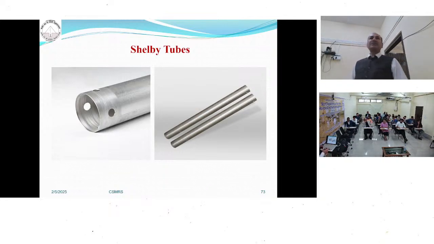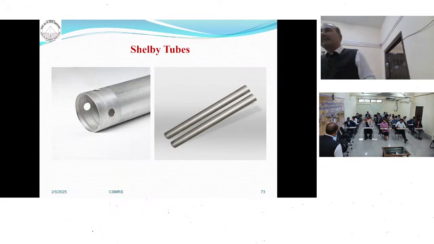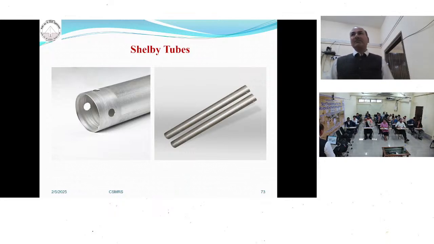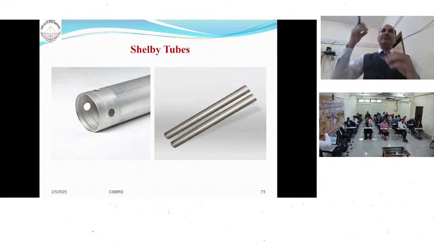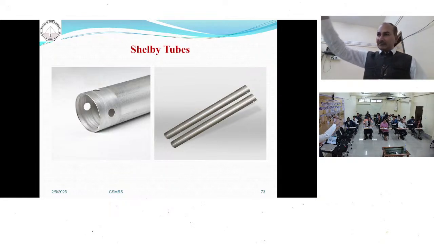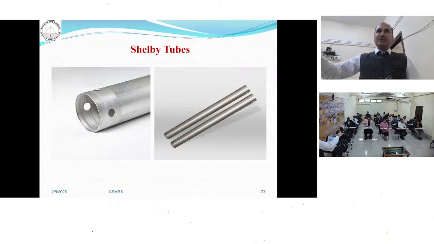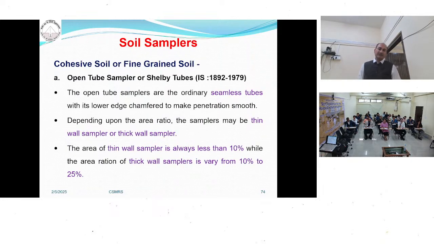So what are the Shelby tubes? Shelby tubes are normal tubes, but without any seam. Well, they are tubes without any joints. One edge of the tube is very sharp so that you can drive it into the ground, and on the other edge there is a provision so that you can attach it to the drill rod. What you will do is attach it with the drill rod, take it up to the depth from where you want to collect the sample, drive it with the help of the machine into the ground and take out the sample. So this is the Shelby tubes.